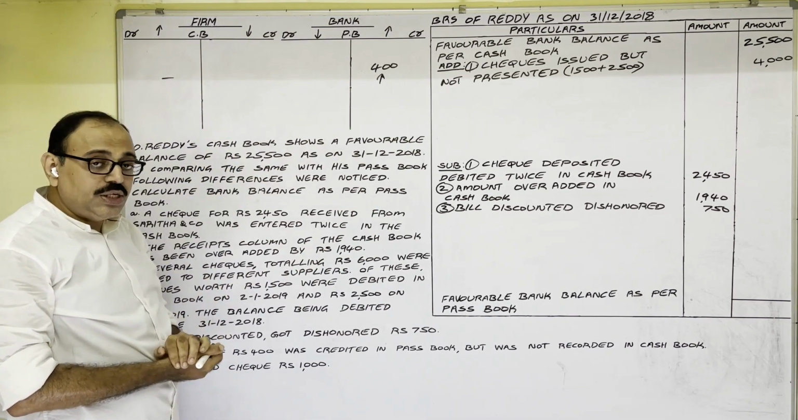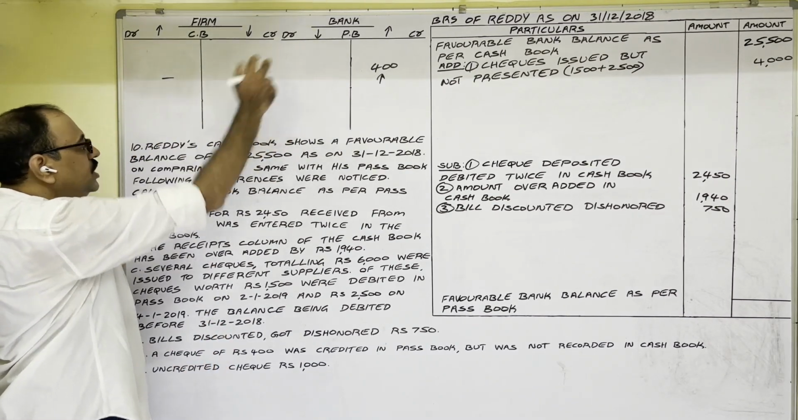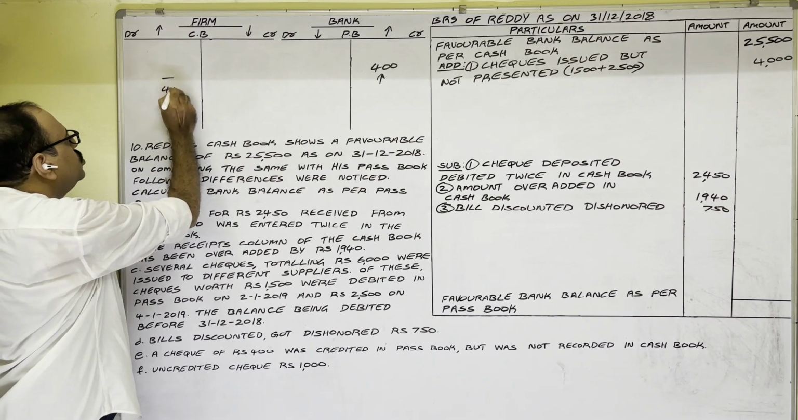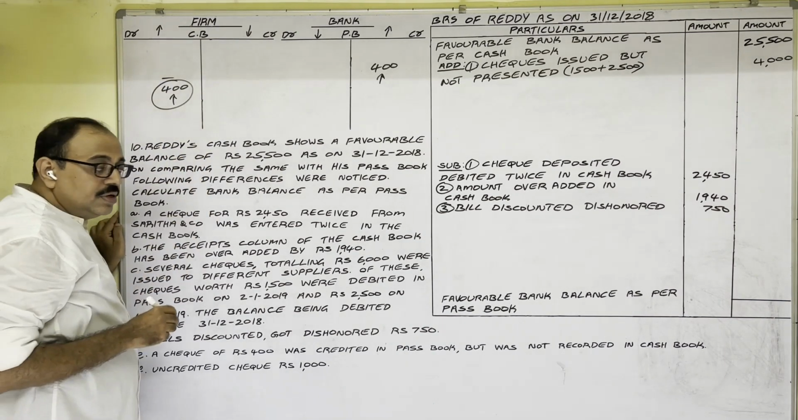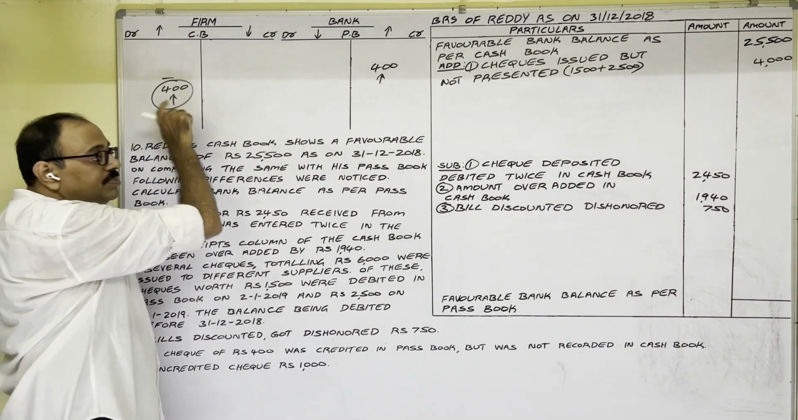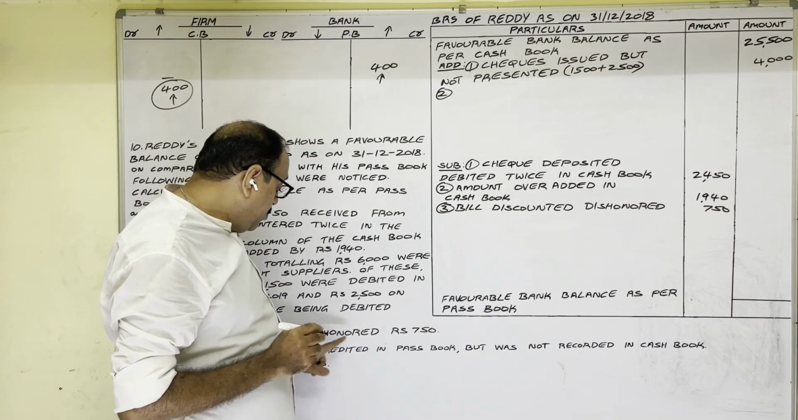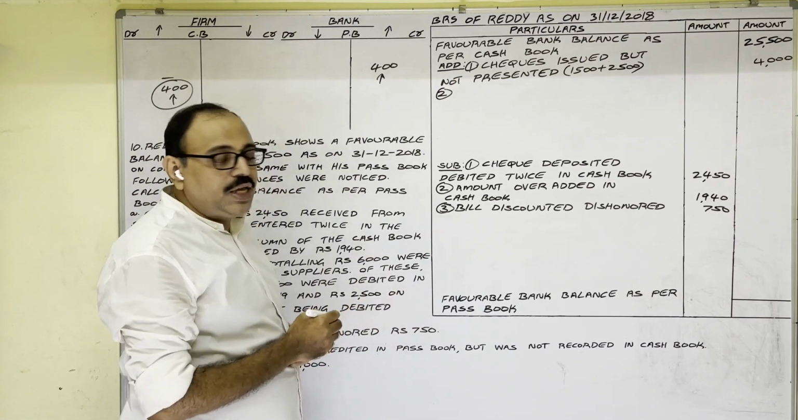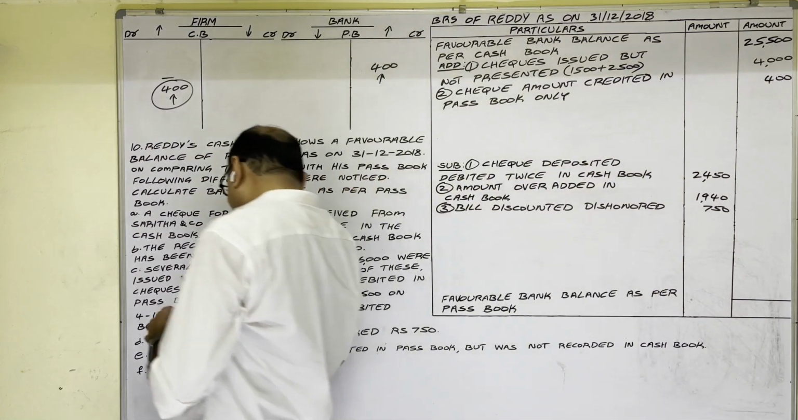Now the cash book we should adjust. What to do in the cash book? As per the passbook, the bank balance increased. In the cash book we should also increase. This is our final answer: increase, addition. Second point. Sentence: check amount credited in passbook only. 400 in outer column. Next point.